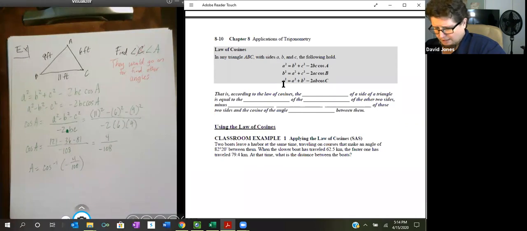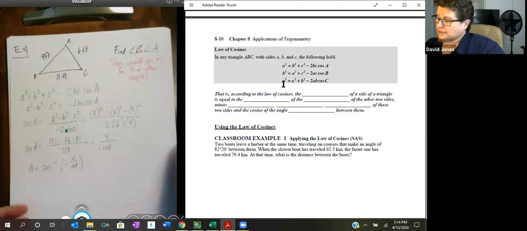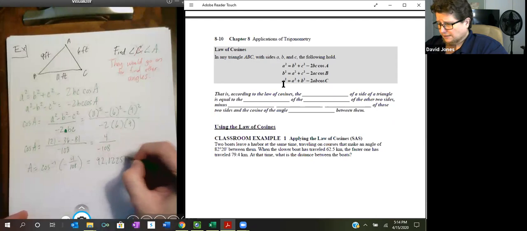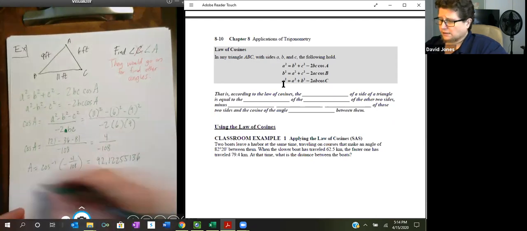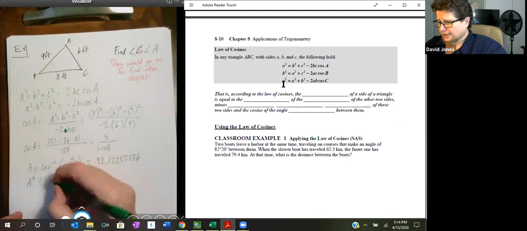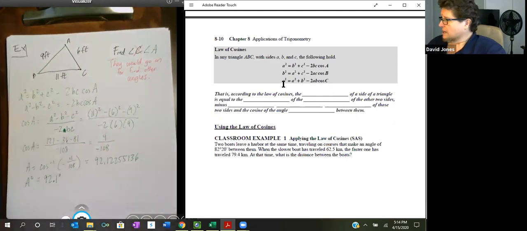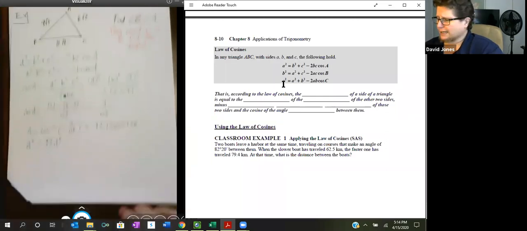Cosine inverse of -4 divided by 108. So A is approximately 92.1 degrees, just a little bit above a right angle. Then go on from that. Why don't you guys try it right now? Find B and C.